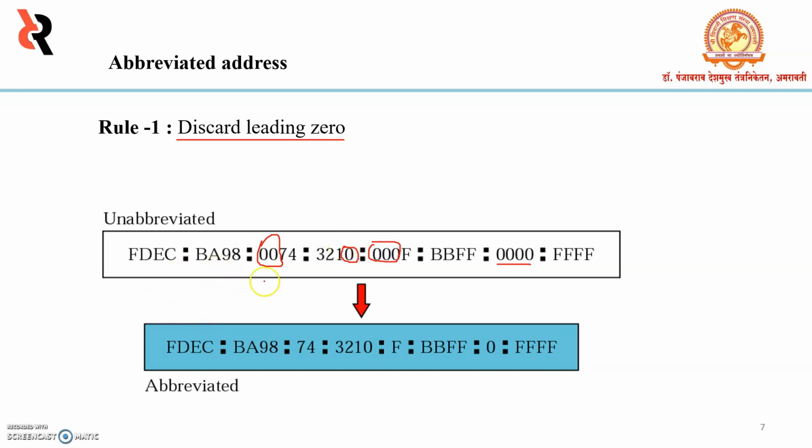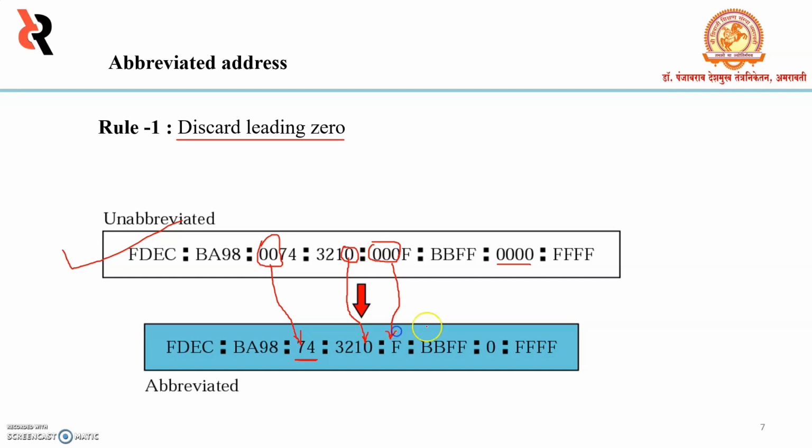So this is the unabbreviated address. After abbreviating it, it renders as this one. These two leading zeros are omitted, and only 74 will be rendered here. But this is not a leading zero, so we cannot omit this one, but we can omit this.